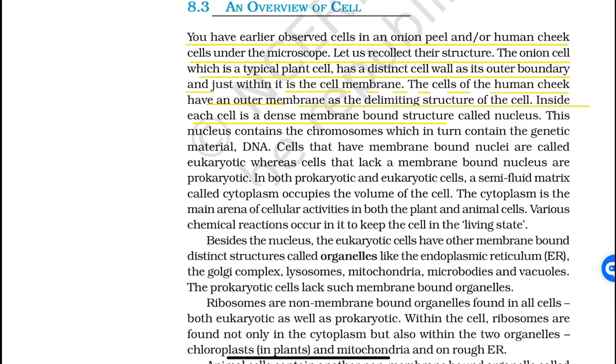Inside each cell is a dense membrane-bound structure called the nucleus. This nucleus contains chromosomes, which in turn contain the genetic material, DNA. Cells that have membrane-bound nuclei are called eukaryotic, whereas cells that lack a membrane-bound nucleus are prokaryotic. In both prokaryotic and eukaryotic cells, a semi-fluid matrix called cytoplasm occupies the volume of the cell. The cytoplasm is the main arena of cellular activities in both plant and animal cells. Various chemical reactions occur in it to keep the cell in the living state.